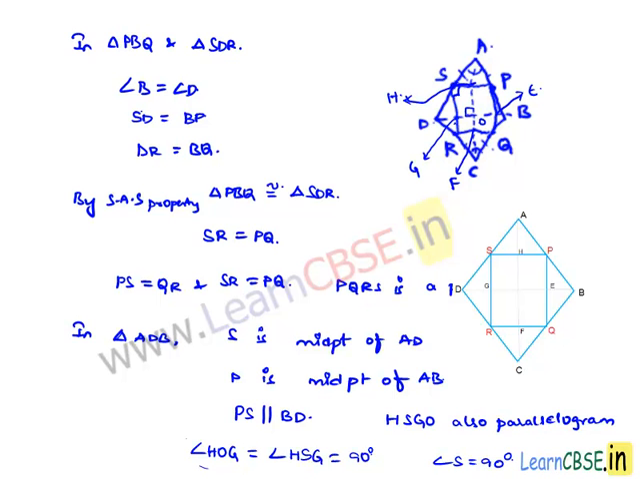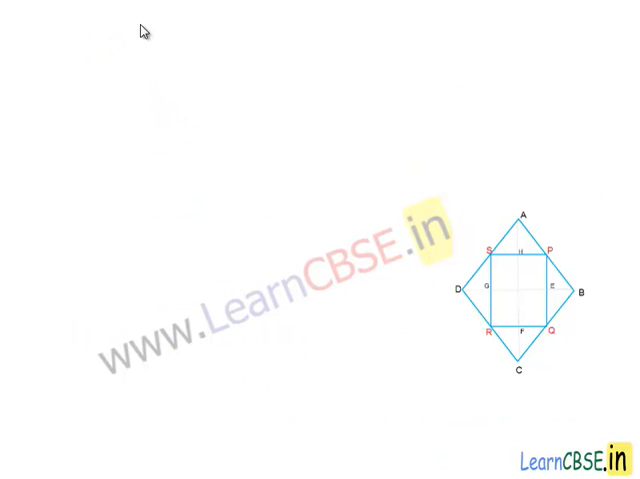Now we know that PQRS is a parallelogram in which one of the angles is 90 degrees. Then we can say that PQRS is a rectangle.